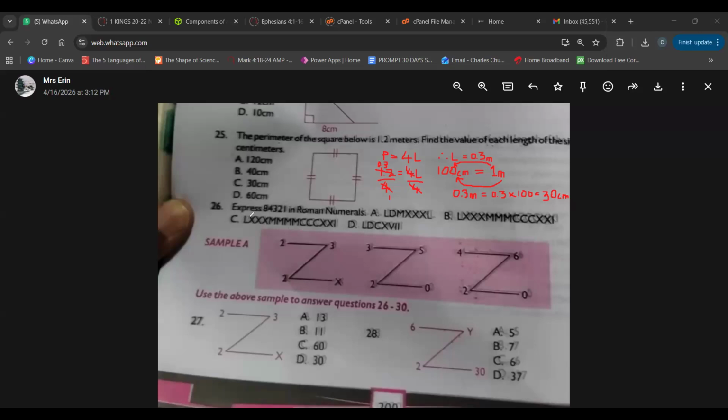Okay. All right. So, Favor, you can help us with the next question while Faith is still writing. 84,321 in Roman numerals.